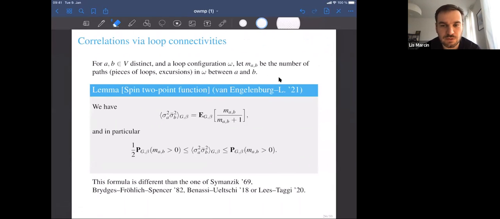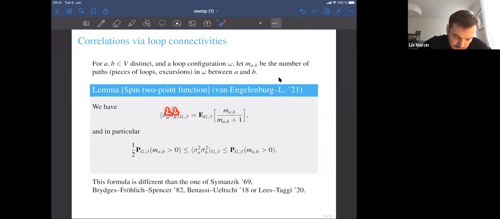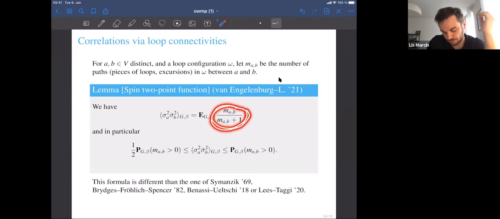And the last thing that I want to talk about is the important thing, which is a connection to spin correlations. So what we claim is that if you look at a 2-point function, but now for technical reasons, I take the squares of the spins, and then I will remove the squares at some point. The 2-point function, so the expected value of these squares, is actually equal to the expected value in this loop measure of this factor, which is a ratio of two things. Okay, they are related to each other. So M, A, and B is the number of paths in your loop configuration from point A to point B. Okay, so anyway, this is a fraction which is bounded away from 0. It's bounded by 1/2 from below and by 1 from above.